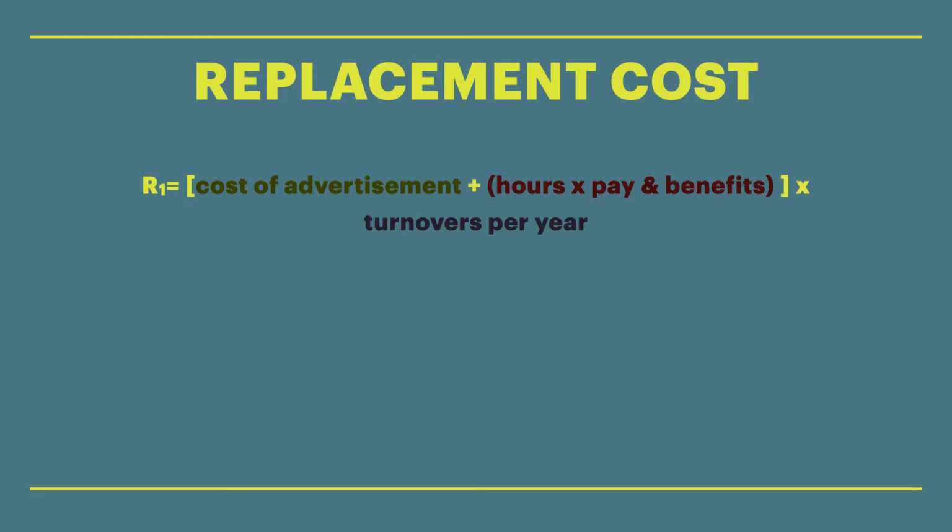Let's take a look at how to calculate the cost of making a job announcement. We take the cost of the advertisement, add that to the hours times the pay and benefit of your HR employee, and multiply that by the turnovers per year. So here we have the $500 that it will cost for the advertisement, the 3 hours that we'll be paying our HR employee $32 an hour, times 20 that they will be processing per year. We end up with a total calculation of $11,920.